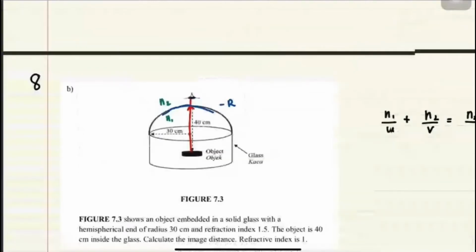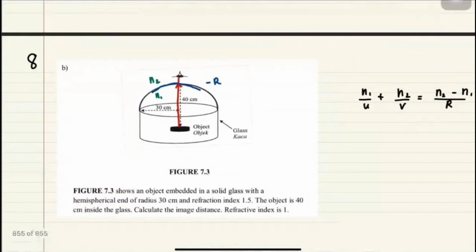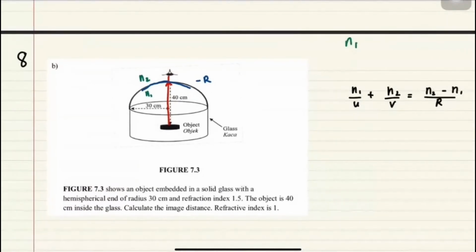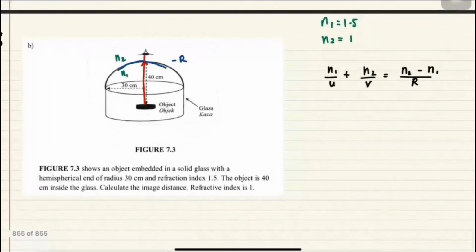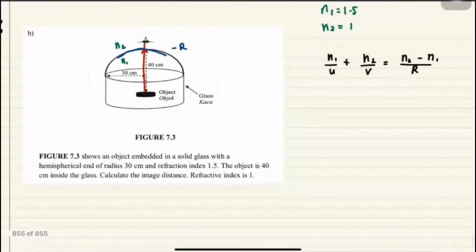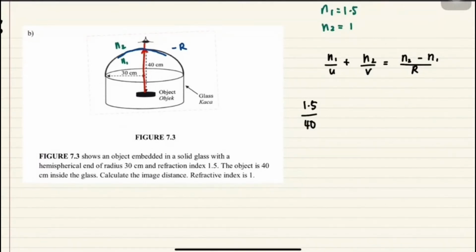Okay. So once you did that, biasanya tak ada masalah. Okay, dia kata glass tu adalah 1.5, so N1 is equals to 1.5. Dan dia kata N2 is air, so 1 lah. So itu je kan. So to solve this one, N1 is 1.5 divided by U is 40 cm. Yang lain-lain tu dia saja nak confuse dengan kamu sebab yang ni kan tak ada guna pun. So just focus on that part.